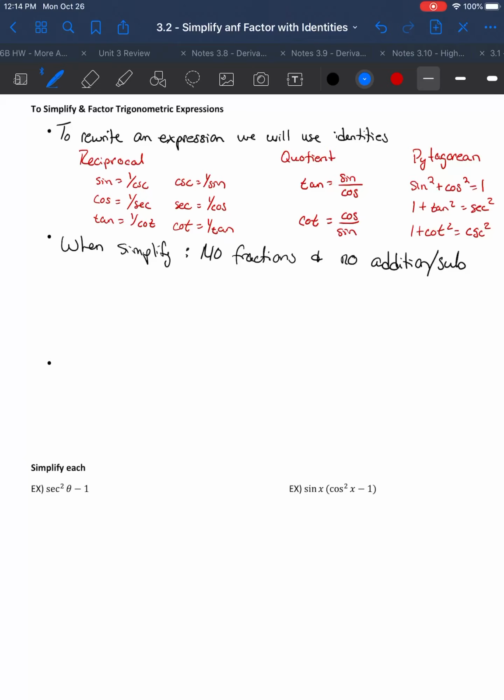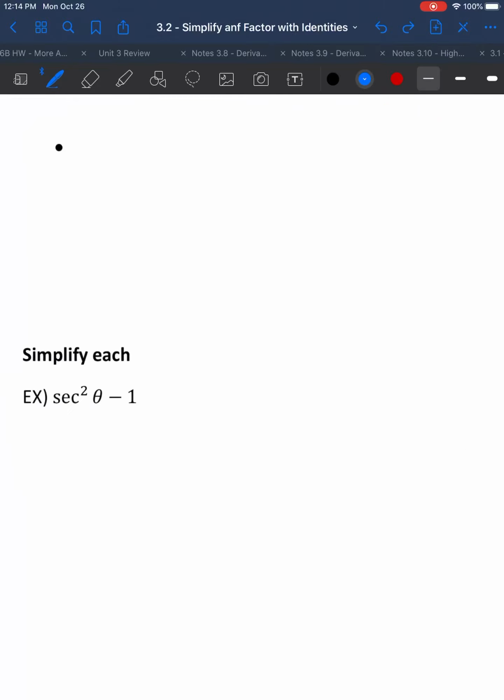Now, this first problem, secant squared minus 1. My own personal opinion, the minute I see squared, I start asking myself, is this a form of a Pythagorean identity? So I'm going to go up here and look at my Pythagorean identities. I have a Pythagorean identity that has secant squared in it. It says 1 plus tangent squared equals secant squared.